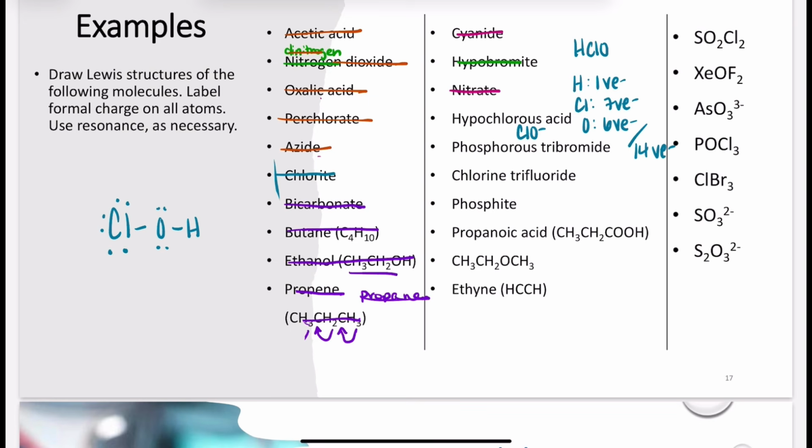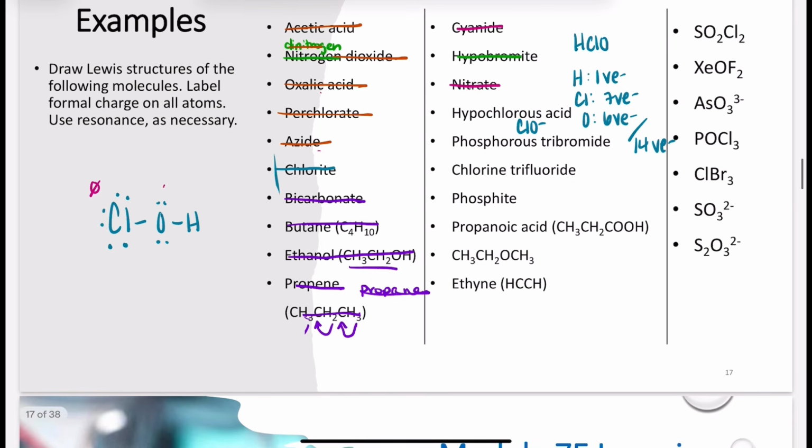8, 10, 12, and 14. Halogens with 1 bond and 3 lone pairs have a 0 formal charge. Oxygen with 2 bonds and 2 lone pairs has a 0 formal charge. Hydrogen with 1 bond has a 0 formal charge.